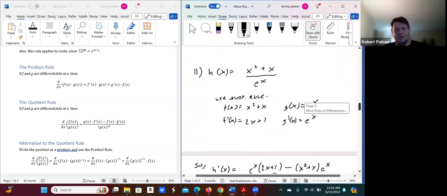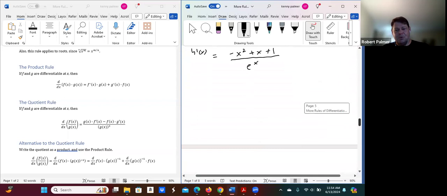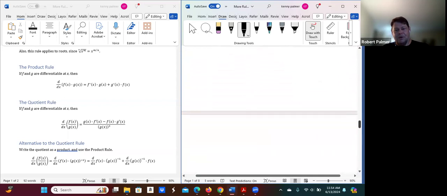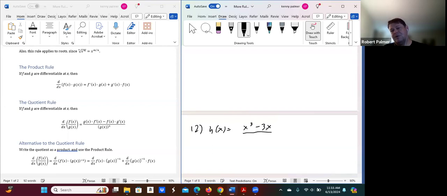Okay, what number is that? That was number 11. So number 12. I think I'll just start right here on a new page, number 12. Let's take a look at this one. I'm going to call this h of x. Okay, let's say we have x cubed minus 3x over x plus 1.